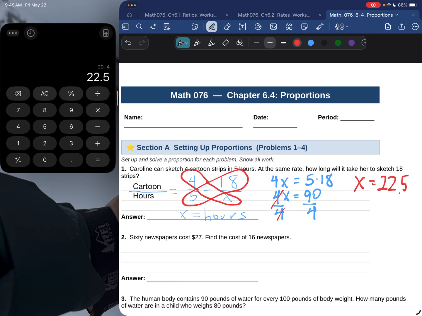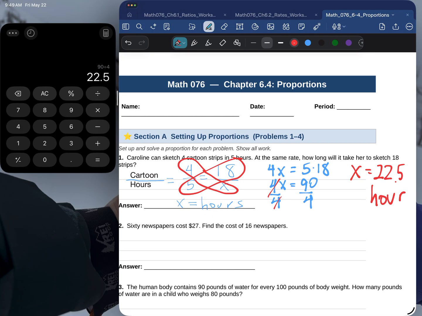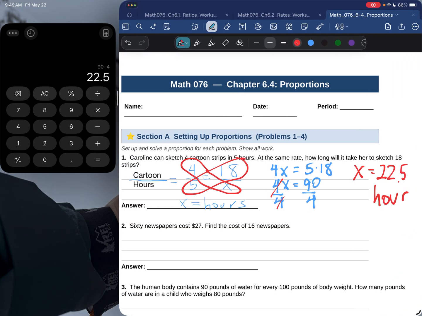I'll write this into my answers. 22.5. I'll just say hours right here. Hour. It won't let me write the whole thing. We're going to go with hour, singular, but it's really hours. Okay, there we go.